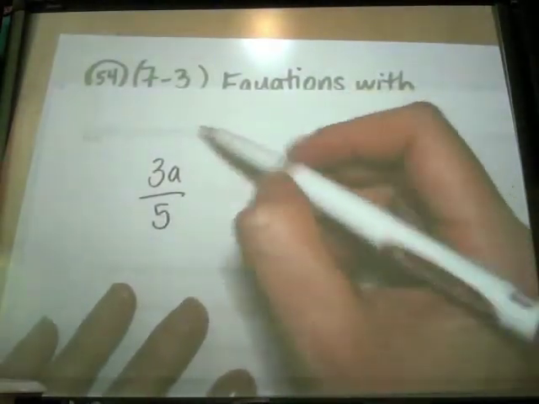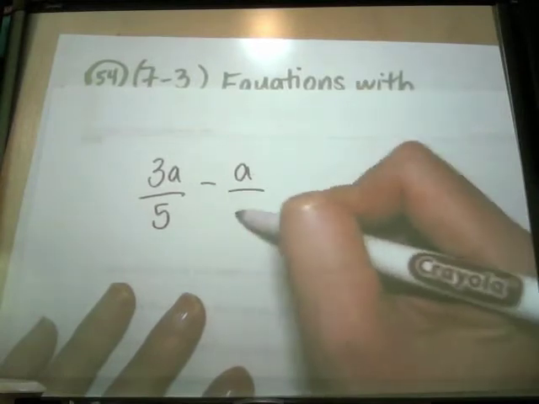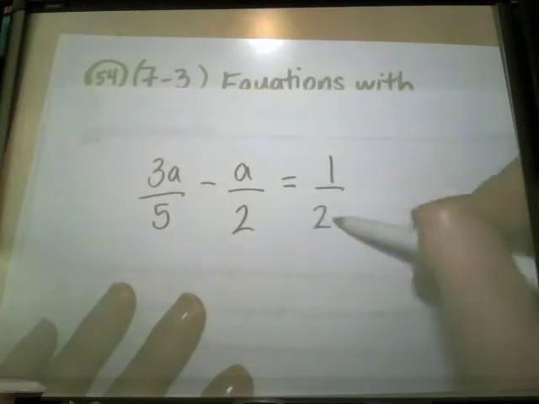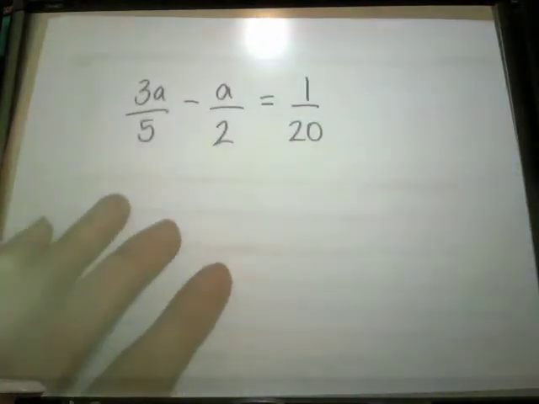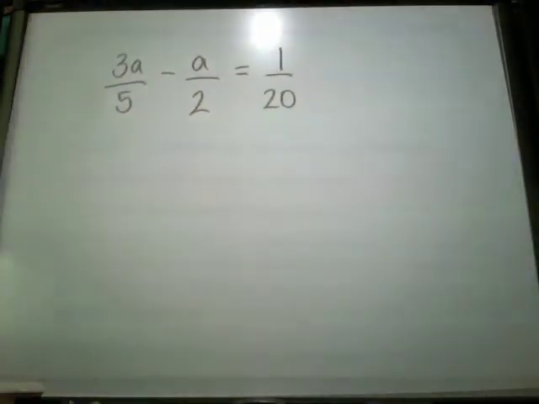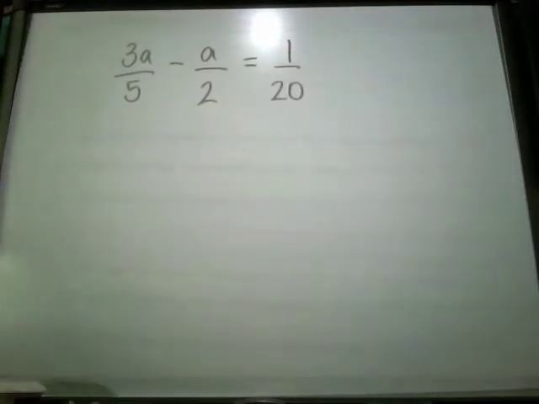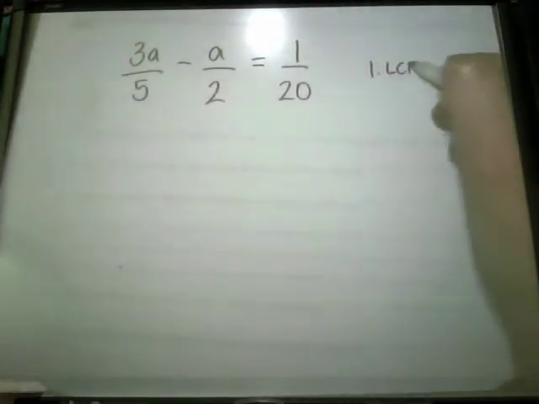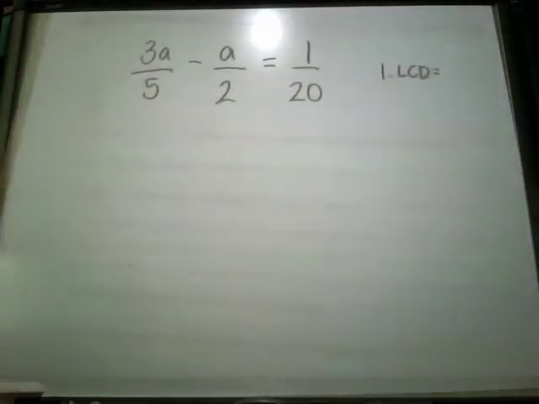3a over 5 minus, watch the minus, a over 2 equals 1 over 20. So in this case, I don't have a whole number that I need to put over 1, but that's okay. It's going to be the exact same step. Step 1, LCD. And again, the good news today, just numbers for your denominators. Just numbers. Least common denominator for 5, 2, and 20. CJ? 20. 20.